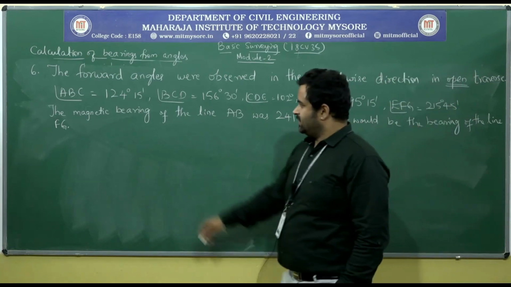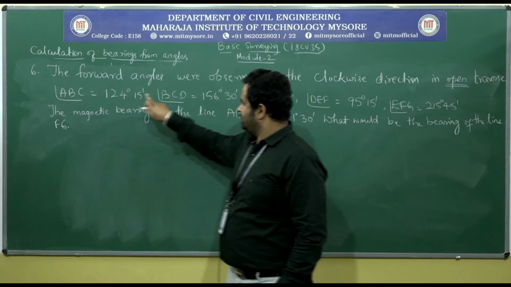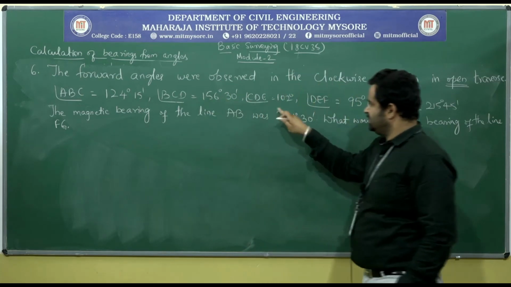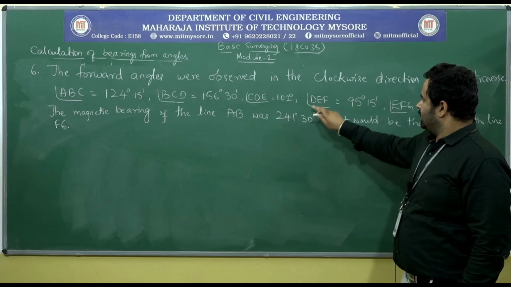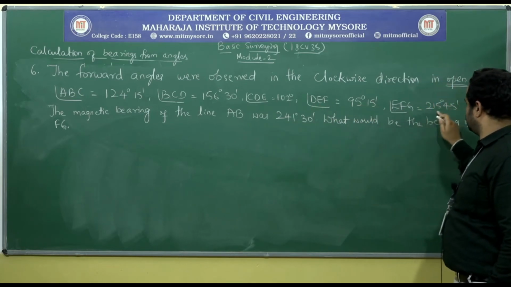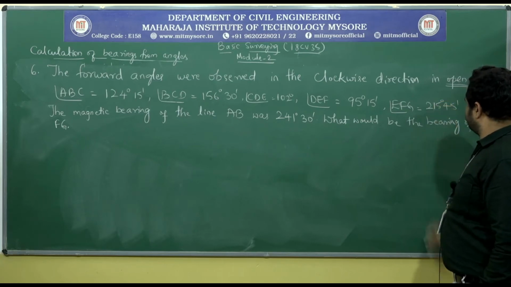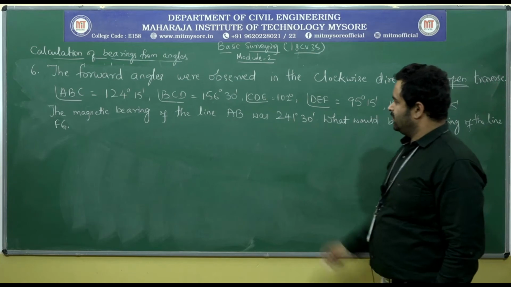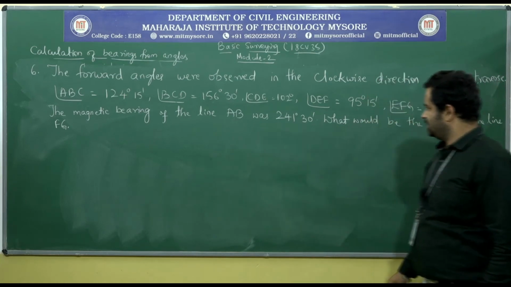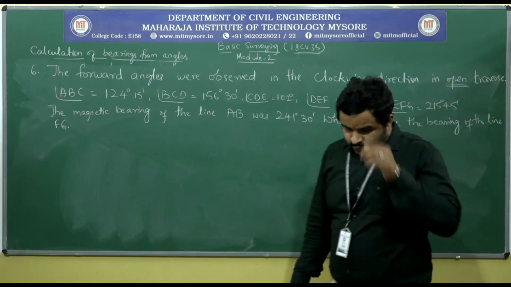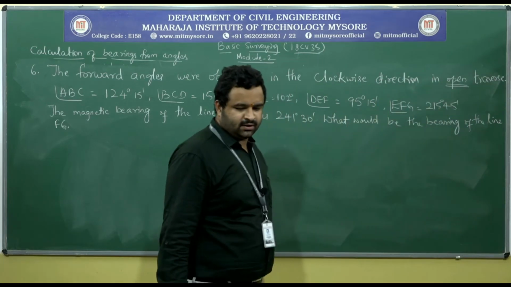The angles are given as angle ABC is equal to 124 degree 15 minutes, angle BCD is equal to 156 degree 30 minutes, angle CDE is equal to 102 degrees, angle DEF is equal to 95 degrees 15 minutes, and angle EFG is equal to 215 degree 45 minutes. The magnetic bearing of the line AB was 241 degree 30 minutes. What would be the bearing of the line FG? Before moving to the solution, we should plot the traverse.